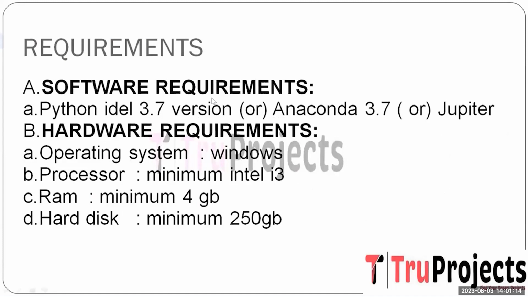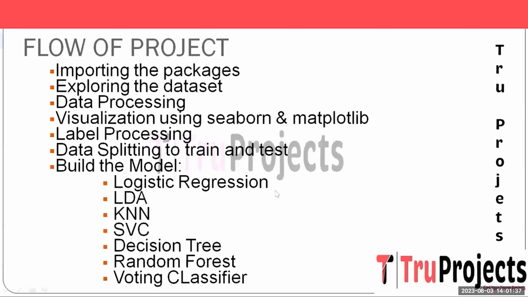And these are the basic requirements needed to build this project. Software requirements are Python IDE version 3.7, Anaconda version 3.7, and Jupyter Notebook. Hardware requirements are Windows operating system, processor of minimum Intel i3, RAM of minimum 4 GB, and hard disk of minimum 250 GB. And to know about the flow of the project, these are the steps we need to discuss.